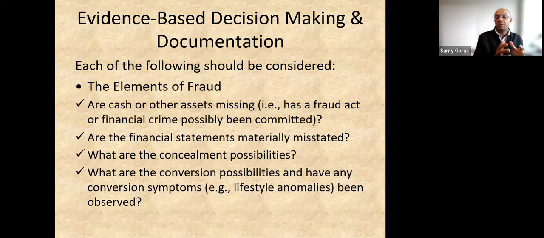So for example, we might steal a computer and then we hide it by making a journal entry that this computer is depreciated. And then we sell the computer and get the cash. This is the process of the fraud. So here we have to check the cash, we have to check the concealment and the conversion possibilities.